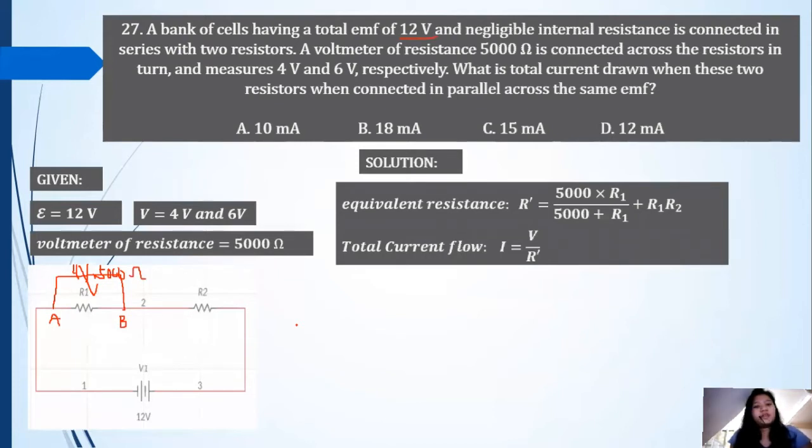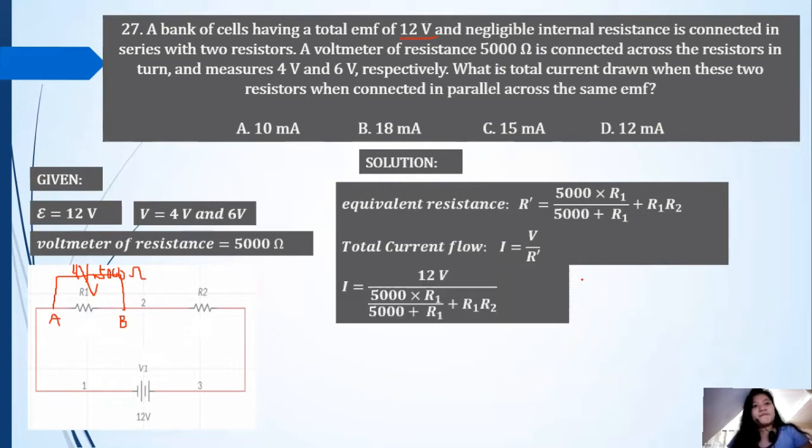Next is the total current flow. The formula for the total current flow is from our Ohm's law, which is the voltage is equal to current times resistance. Since we are solving for the total current flow, we will have the formula I is equal to voltage over resistance. And this R is the equivalent resistance.